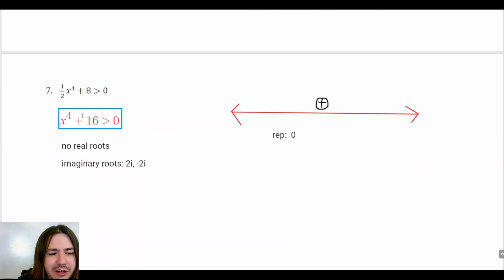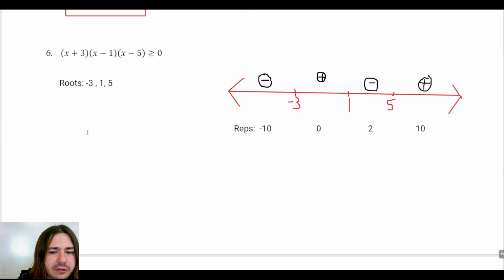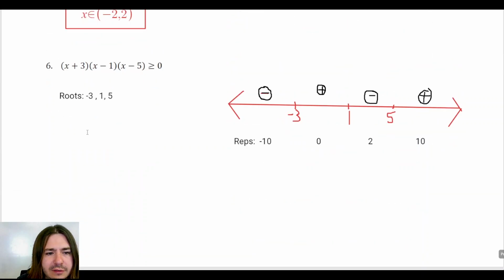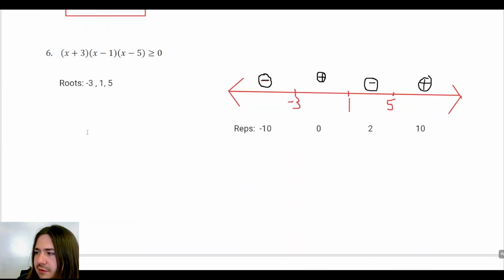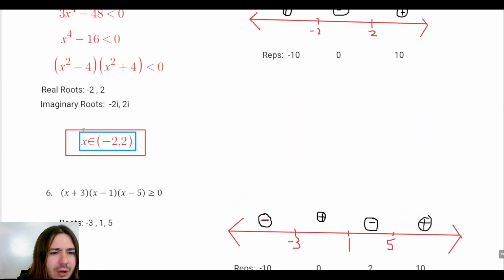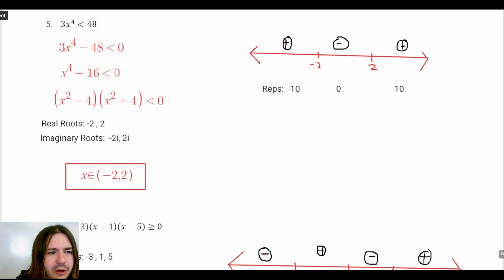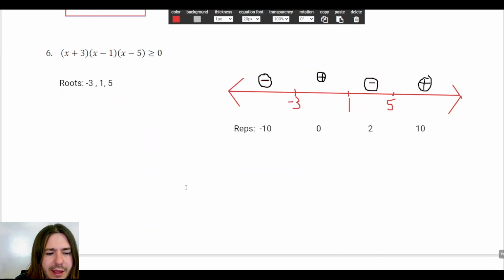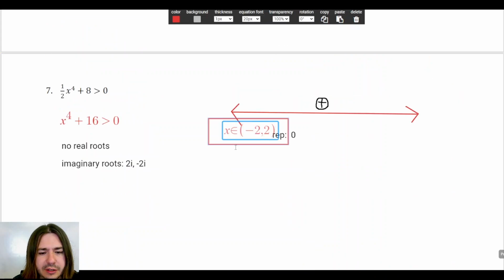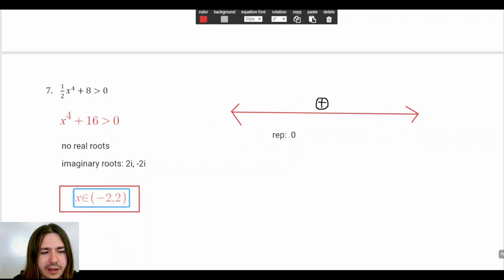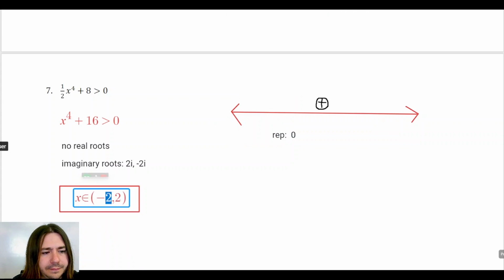But our answer here says, when is it going to be positive? Well, it's always positive. So our solution set is just going to be all real numbers. Did I not write the answer for this one? I thought I did. I'll go back and add it. Using set notation, we're going to say that x is an element of the set negative infinity to infinity.